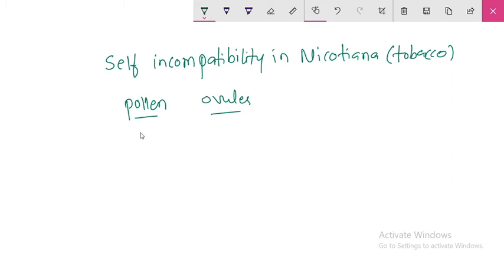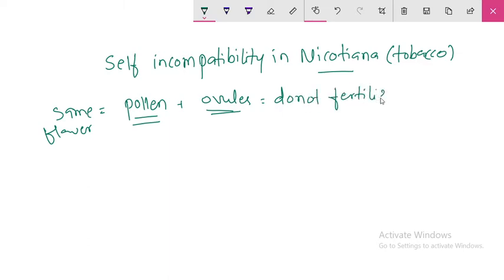But it is observed that in some plants, particularly in Nicotiana, when the pollen of the same flower falls on the ovules of the same flower, they do not fertilize. The same flower's pollen grain and ovules do not fertilize. So are they sterile? No.